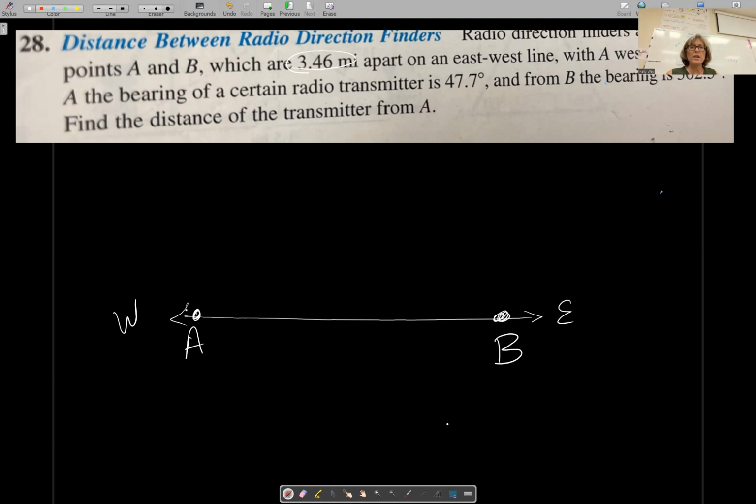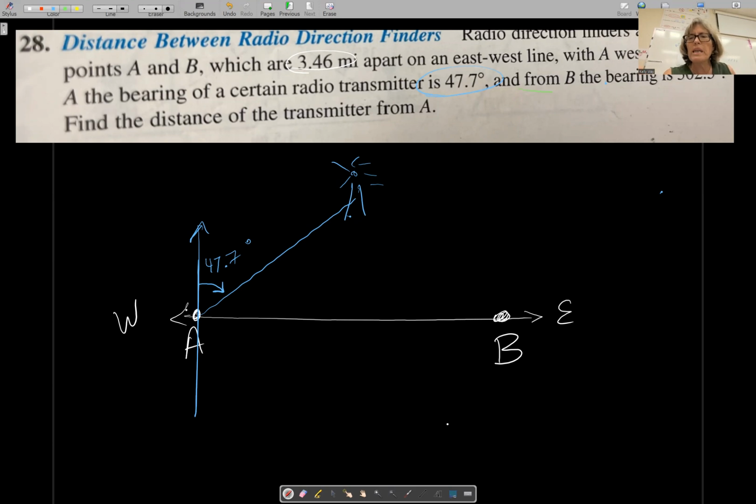And A has the bearing of a radio transmitter, so some sort of radio transmitter has a bearing of 47.7. Remember, bearing is measured from a north line. So 47.7 is like this, 47.7 degrees going towards the radio place.